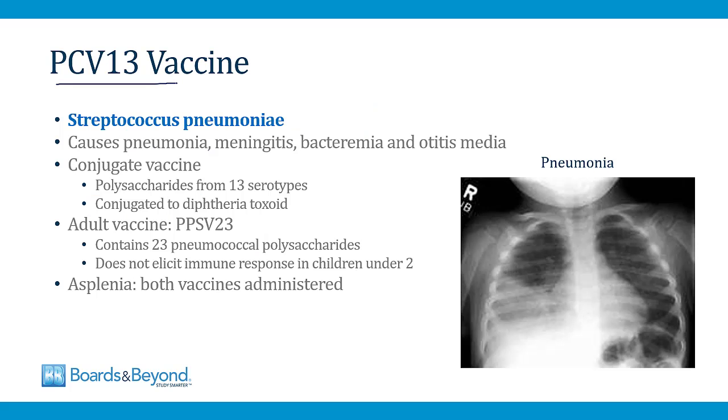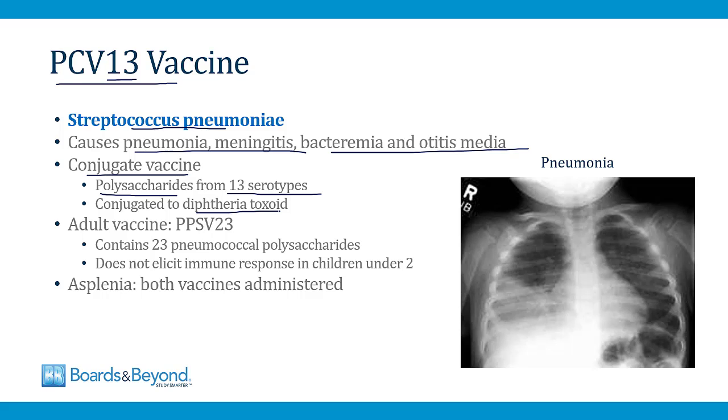The PCV13 vaccine protects against the bacteria Streptococcus pneumoniae. This bacteria causes lots of infections in children, including pneumonia and meningitis, also bacteremia and otitis media and others. It's a conjugate vaccine. The reason it has the number 13 in its name is because it contains polysaccharides from 13 serotypes of strep pneumoniae. These polysaccharides are conjugated to diphtheria toxoid.